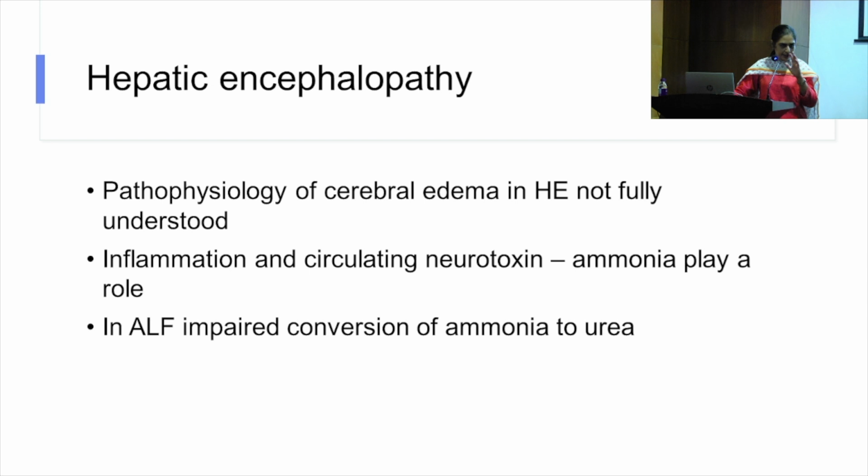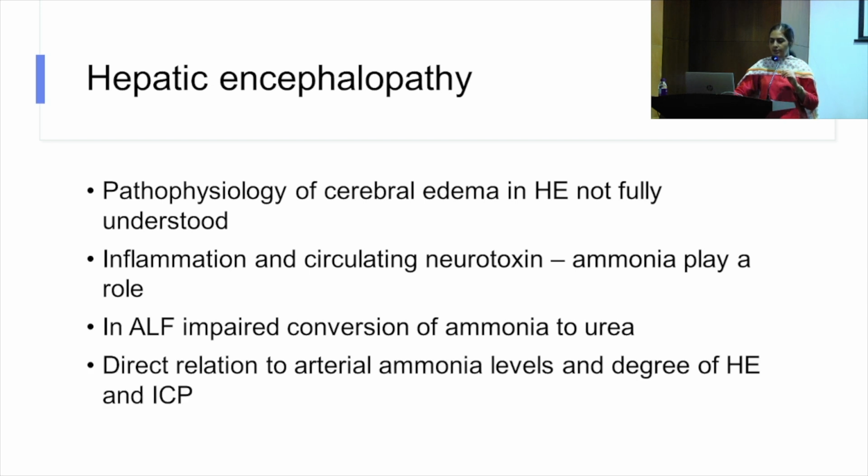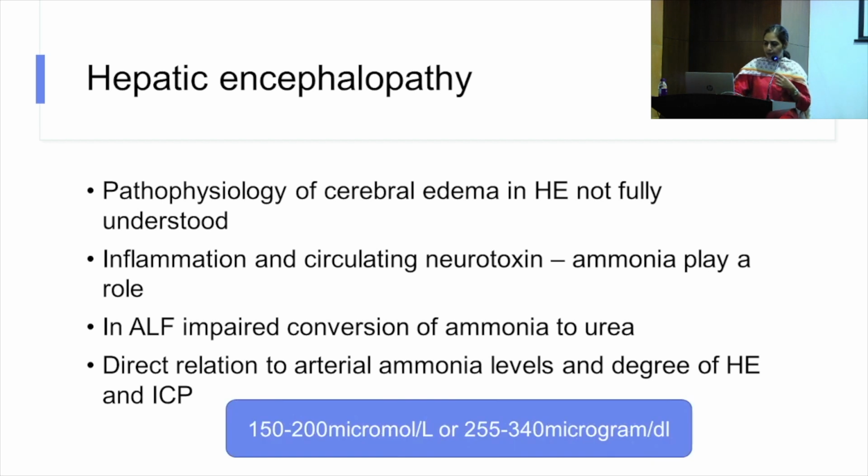And there's impaired conversion of ammonia to urea in the liver, so that's why it accumulates and causes the raised cerebral edema. And there is a direct correlation, especially with acute liver failure, to the value of your arterial ammonia. What we commonly do is check your serum ammonia. But if you were to check the arterial ammonia, there is a direct correlation to the degree of HE, especially in ALF, not in chronic liver disease. Okay, so that's something that you need to keep in mind.